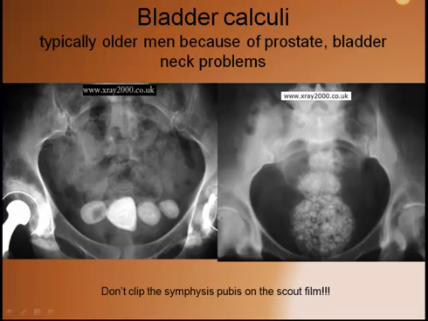One of the things that this tells you, and this is really pretty important, is don't clip the symphysis pubis anytime you're looking for something that relates to the urinary system. In fact, I would venture to say that you probably need to come down even lower, because don't kid yourself if you don't think that a stone can be lodged in the urethra.